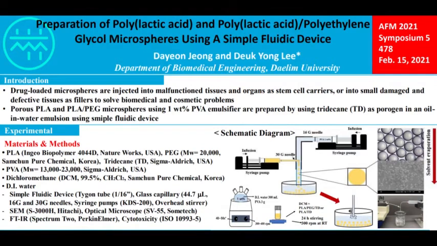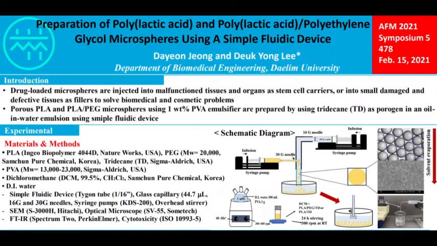Drug-loaded microspheres are injected into malfunctioning tissues and organs as stem cell carriers, or into small damaged and defective tissues as fillers to solve biomedical and cosmetic problems. Porous PLA and PLA PEG microspheres using 1% PVA are manufactured using a porogen in an oil and water emulsion using a microfluidic device.